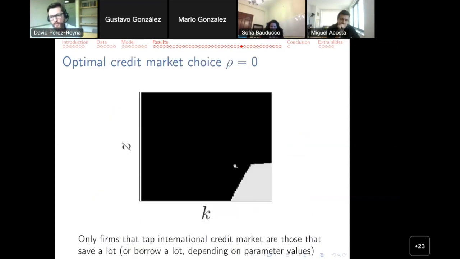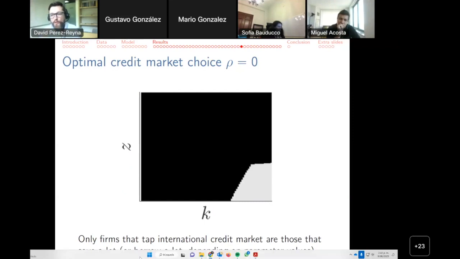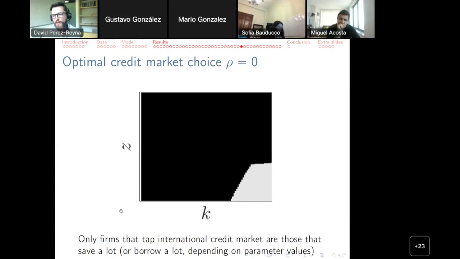So graphically, let me just show you a couple of graphs and then I'm done. This will be a benchmark case. If we combine both the export decision and the credit market decision in a benchmark case, we could find firms that find it optimal to tap the international credit market. In this graph, the firms in the dark color are the firms that are tapping the domestic credit market.